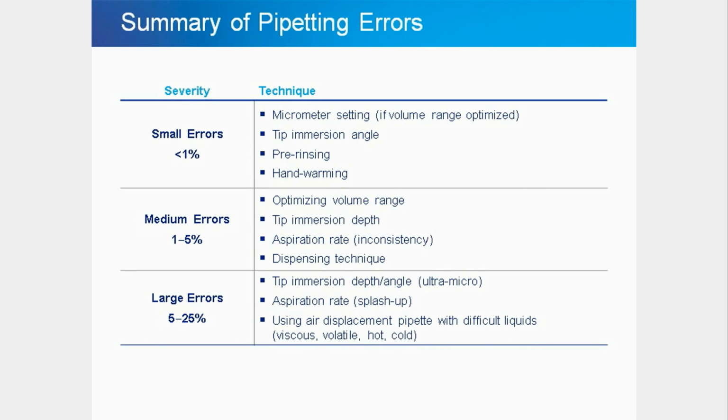Small errors are affected by micrometer setting, whether the volume range is optimized, tip immersion angle, pre-rinsing, and hand warming. Medium errors are affected by optimizing volume range, tip immersion depth, aspiration rate, inconsistency, and the dispensing technique. Large errors are affected by tip immersion depth or angle, ultramicro, aspiration rate, splash up, and using an air displacement pipette with difficult liquids: viscous, volatile, hot, cold.